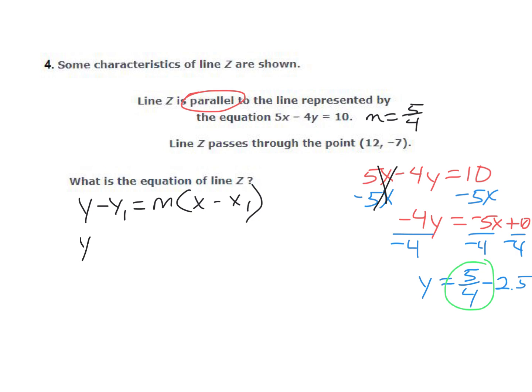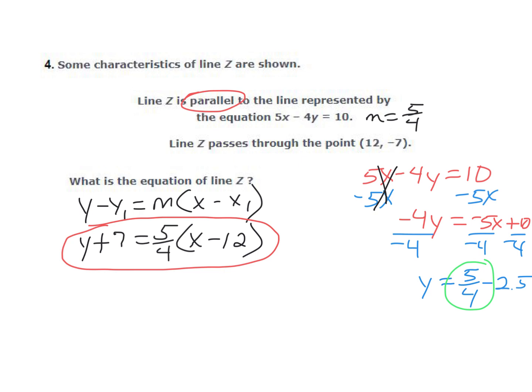So in this equation, it now says y plus 7 equals, and then the slope is 5/4 times x, and then minus 12. So this 12 is going to become a -12 inside the form. So -12, and then we stop. Now, if this is all the answers are in, then that may be your answer. That's in point-slope form.